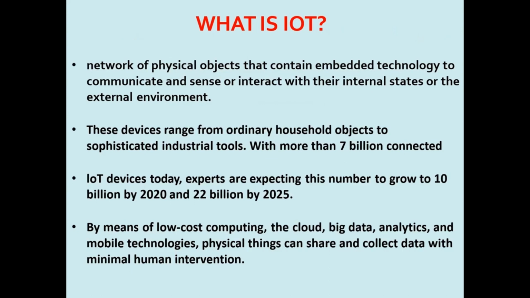And what is IoT? IoT is the Internet of Things, which is a network of physical objects that interacts with the external environment. Well, these devices range from 7 meters to 70 meters, which covers all the aspects of the household and the industry purposes. There are multiple advantages with this Internet of Things. In that, low cost computing, the cloud, big data analytics, and mobile technologies are the major ones. And another special feature with this IoT is that it can share and collect data without any human intervention.